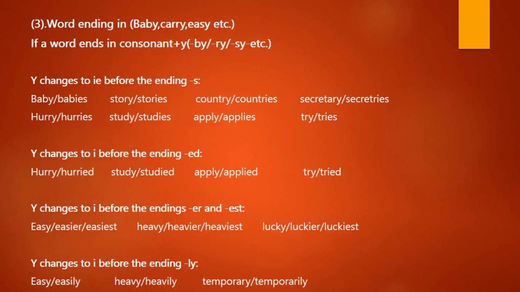Appendix 3. If a word ends in consonant plus y, like baby, carry, easy, etc., y changes to ie before the ending s. Example: baby, babies, story, stories, country, countries, secretary, secretaries, hurry, hurries, study, studies, apply, applies, try, tries.